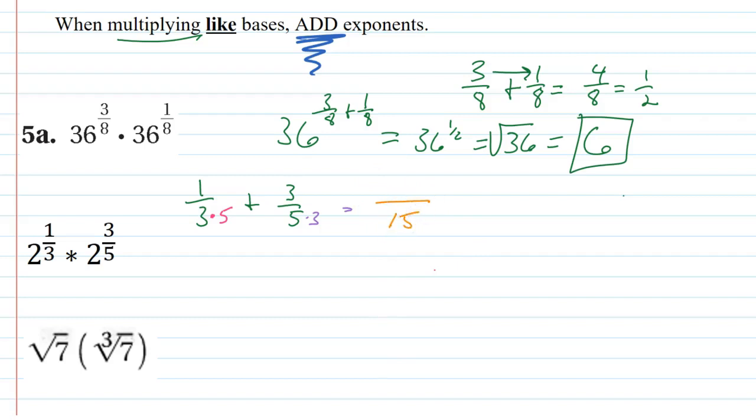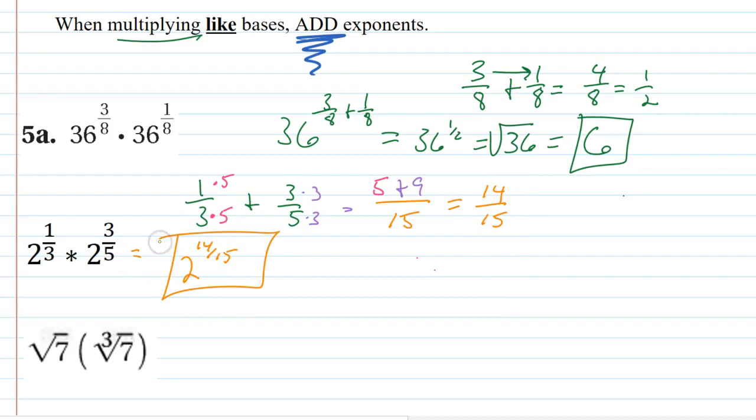Now, whatever I do to the bottom, I have to do to the top. That means I have to multiply the top by 5 there. 1 times 5 is 5. Plus, I have to multiply this by 3. 3 times 3 is 9. That gives me 5 plus 9 is 14/15. So my answer here will be 2 to the power of 14/15, and we can leave it as is.